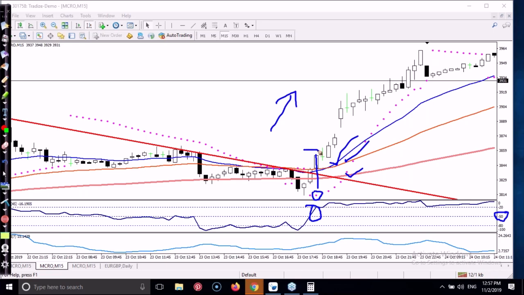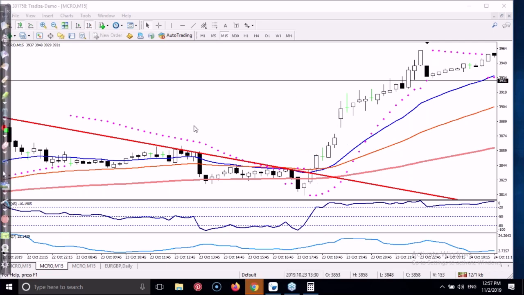And remember, there is no holy grail trading strategy in the world with 100% accuracy. Remember, we are looking for a high probability trade. This is called a high probability trade. All right.